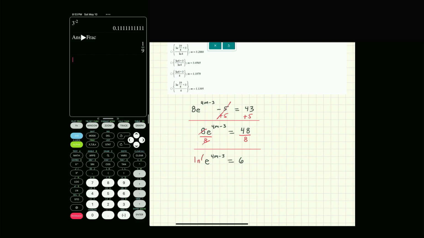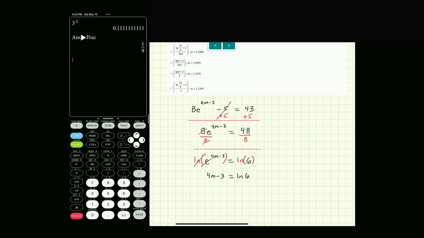Because natural log is the inverse of e, we can think of it as kind of canceling out this e. What's really happening is natural log of e is 1 and the exponent comes down, but that doesn't matter. We're taking the natural log of both sides here. That's what you should remember. So we're taking the natural log of both sides because for all intents and purposes, natural log cancels out e. Okay? That leaves us with 4m minus 3 equals natural log of 6.